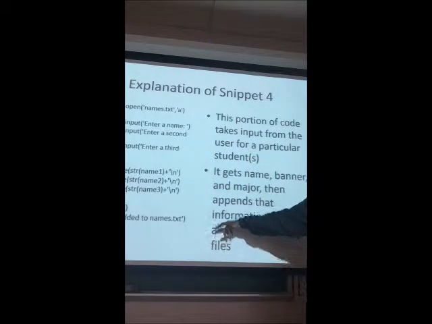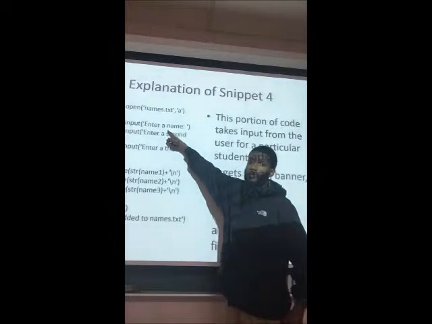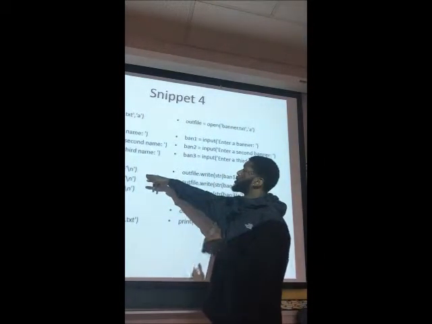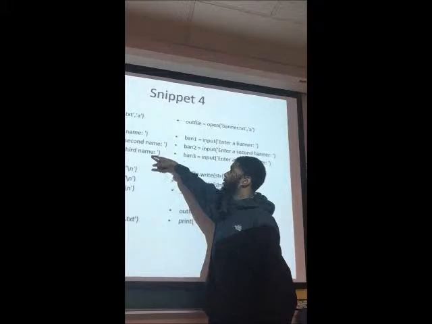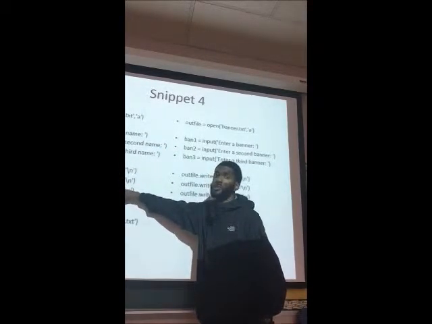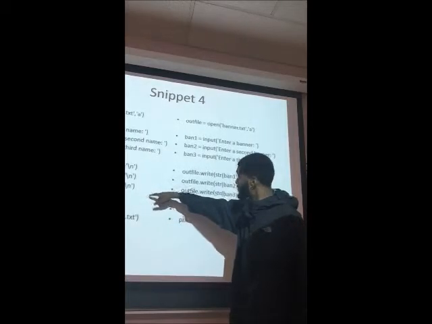This portion of the code is taking input from the user. So it gets a name. What this snippet does is it takes input from the user, takes 3 names right here, and then takes those 3 names and appends them to the names.txt file.